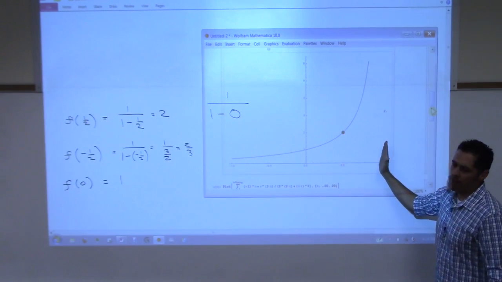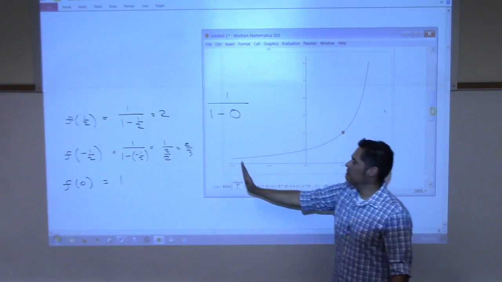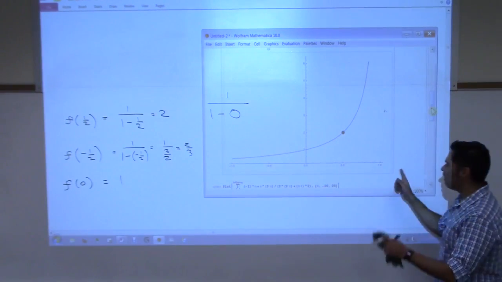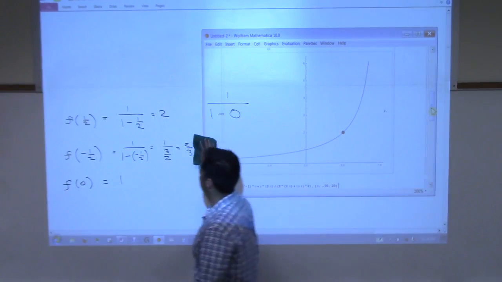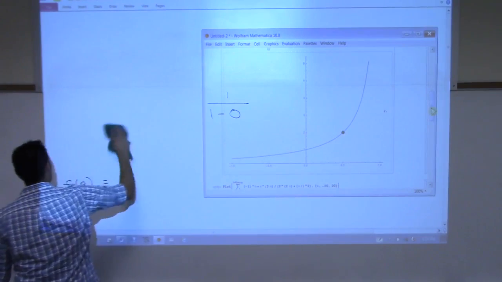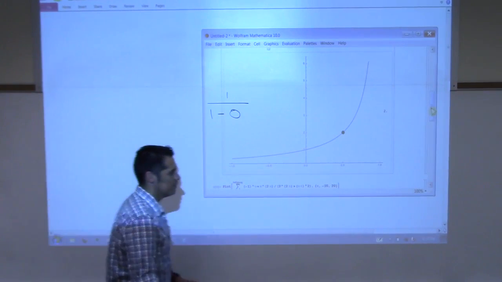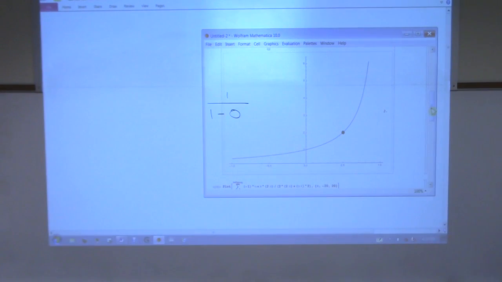Now it stops at 1, right? And negative 1? You can't plug in 1, you can't plug in negative 1. There's your domain restriction. Pretty cool, huh? Yeah, that's awesome.